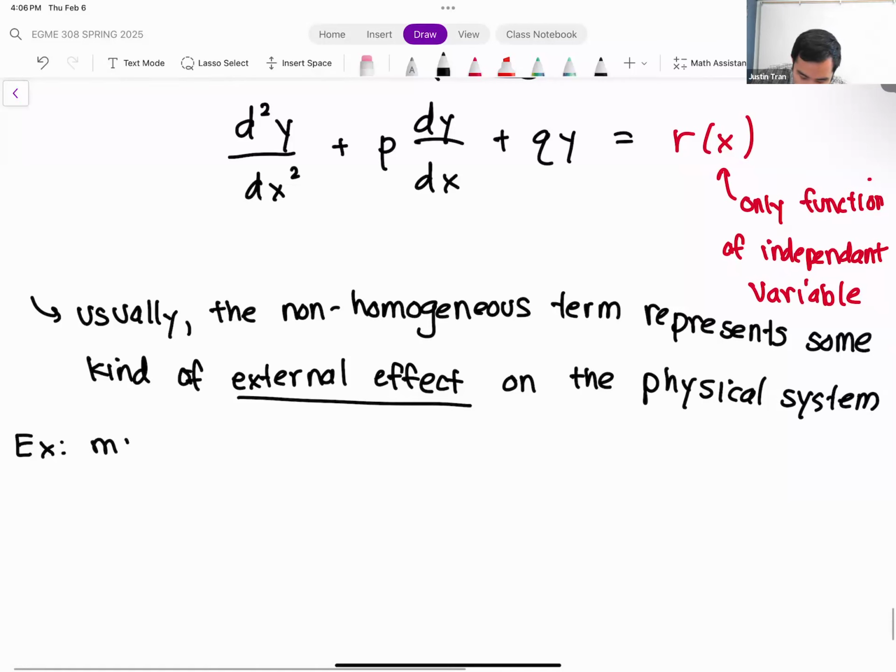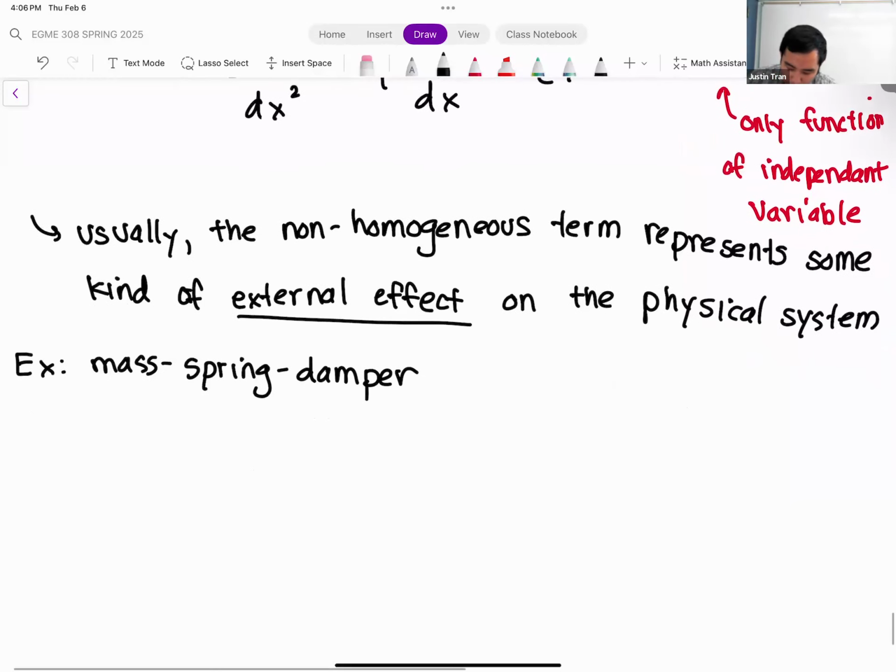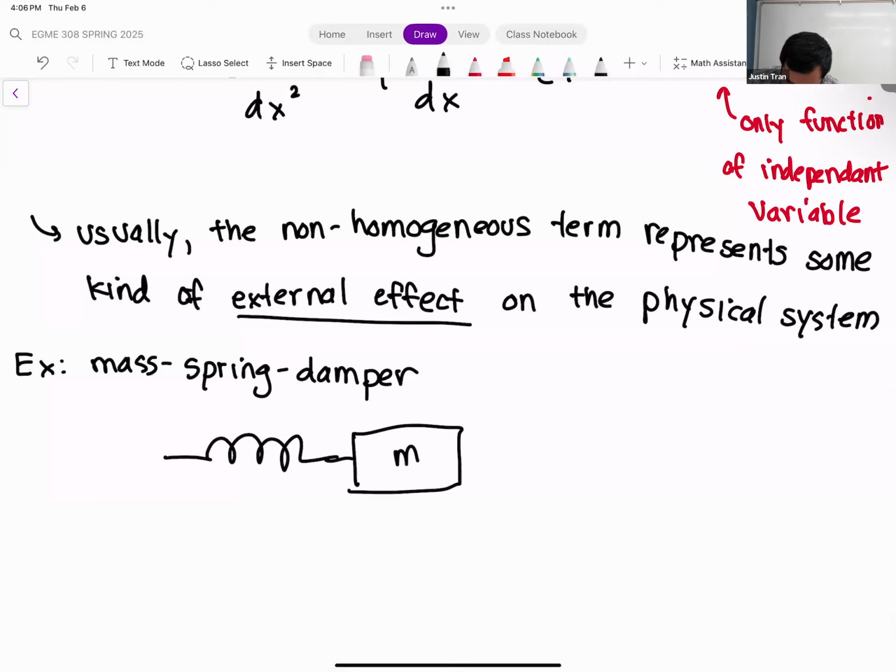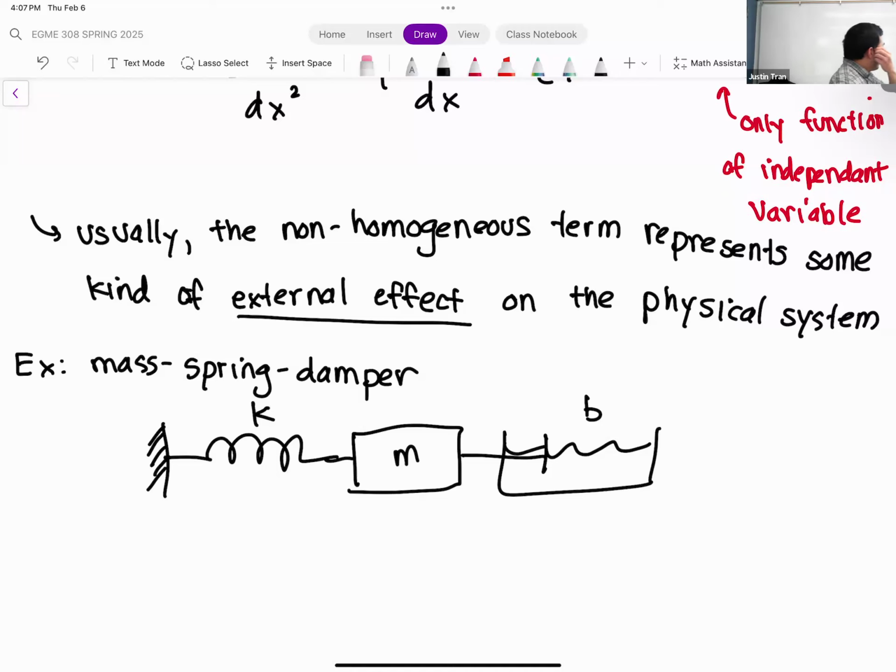So let's look back at our mass spring damper, just because that's kind of the easiest to visualize. A mass spring damper is represented by a mass connected to a spring and some kind of dash pot. Right. So we analyzed this system in isolation last time, and so we got the homogeneous solution to these.